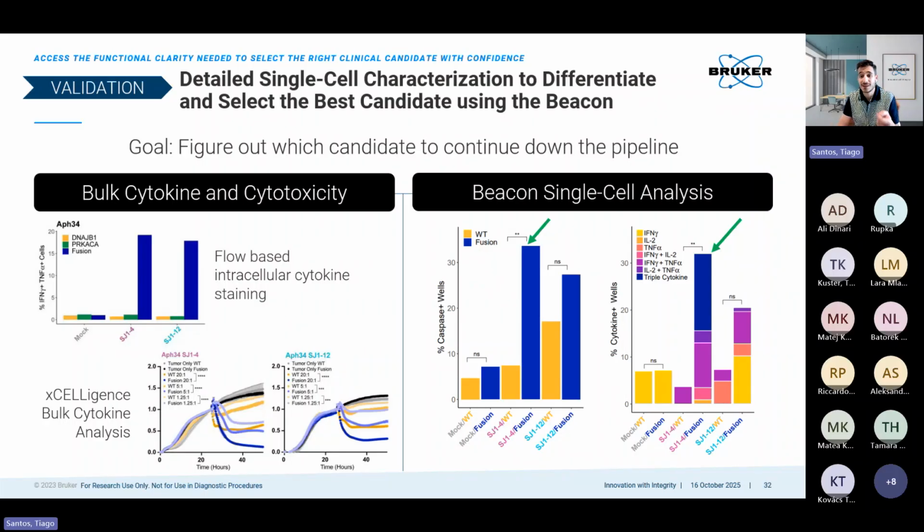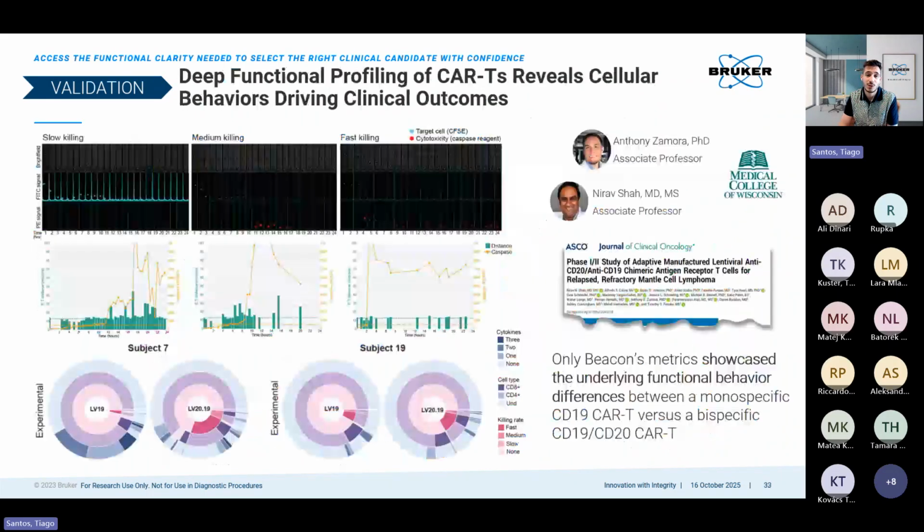And that's the type of data that Professor Anthony Zamora also managed to collect now on cell therapy CAR-T products. Working in the clinic, this is actually a super nice publication we can share with you, published back in March in the Journal of Clinical Oncology. He was working on a phase 1, phase 2 study in mantle cell lymphoma.